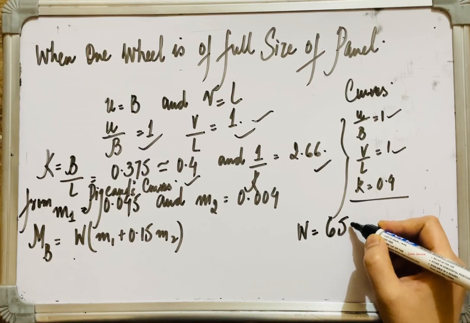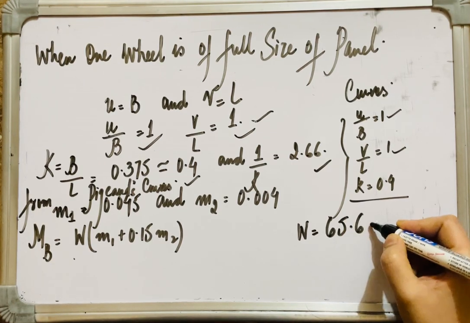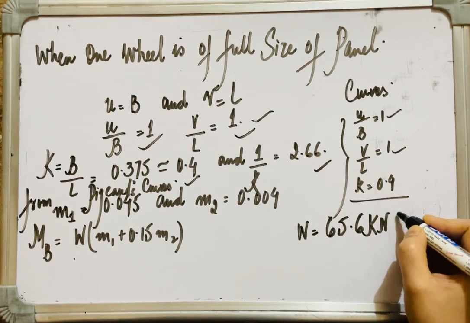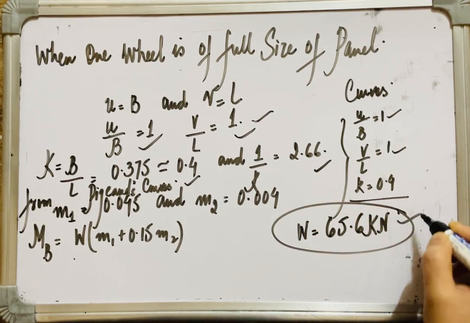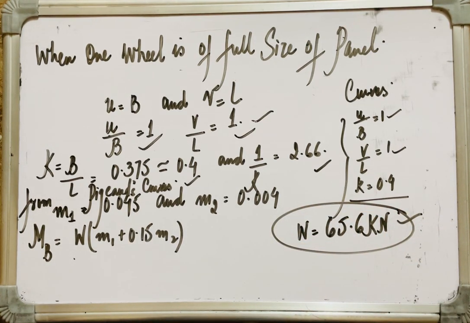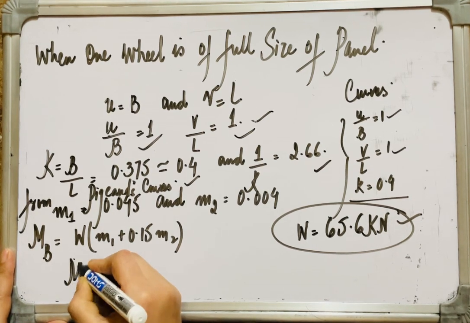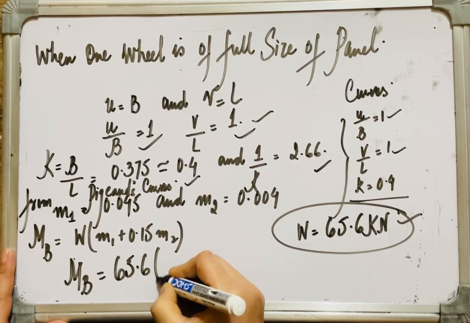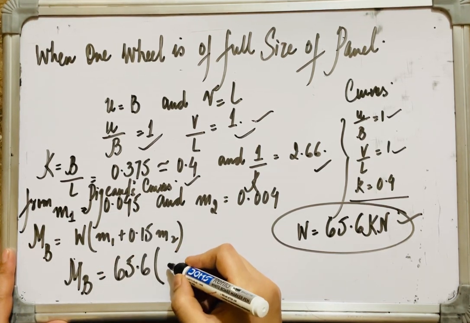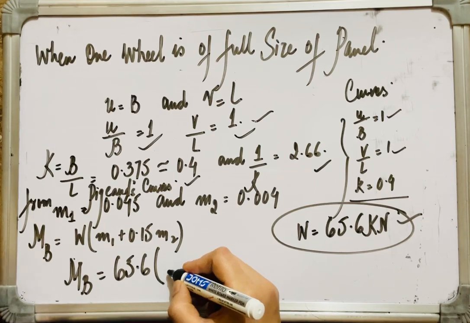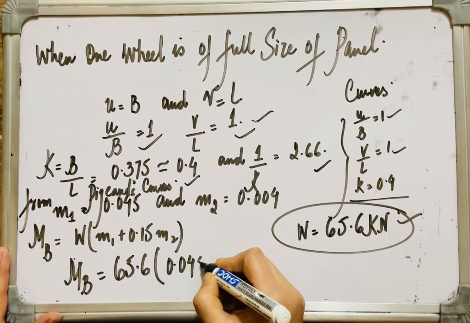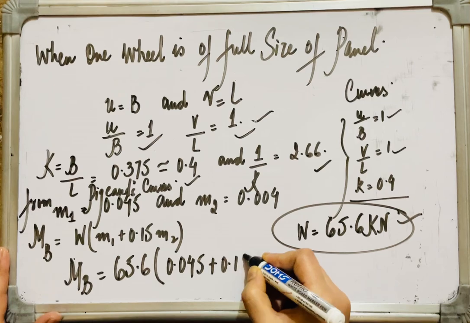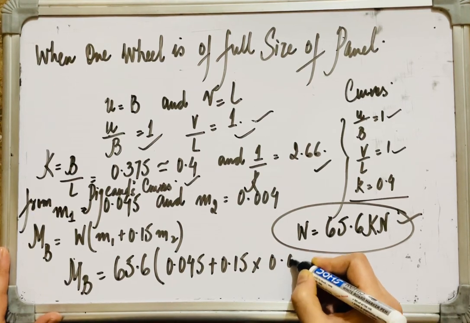Total dead load on the panel, 65.6 kilonewton. And not 350, because that was for the live load and this is for the dead load. So let's calculate the bending moments along the shorter span. Now W this time is 65.6. M1 I calculated from my curves. It is 0.045 plus 0.15, the Poisson's ratio, into M2, it is 0.004.